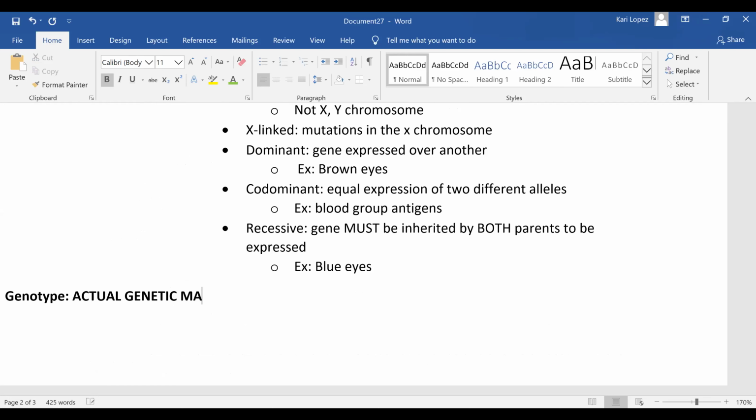Now, carriers. Remember we talked about carriers in our hemophilias mostly? What that's talking about is the dominant gene masks the recessive. So it means that, like, up here, this person is a carrier of type O blood, but the type A is dominant, and so they phenotype as type A, but they are a carrier of O.